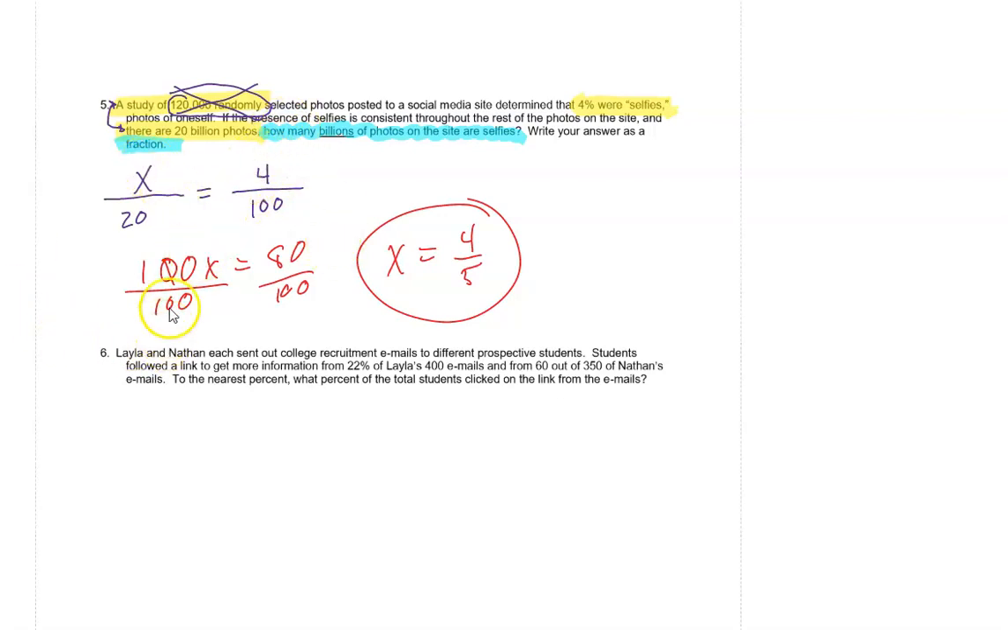When we cross multiply, I get 100x equals 80. And when we divide, we get 80 over 100, which would reduce to 4/5. But the answer is really 0.8, which represents 800 million. So out of 20 billion photos, there are 800 million selfies, which believe it or not, I feel is pretty low actually. Again, I'm not a huge fan of this question, honestly.